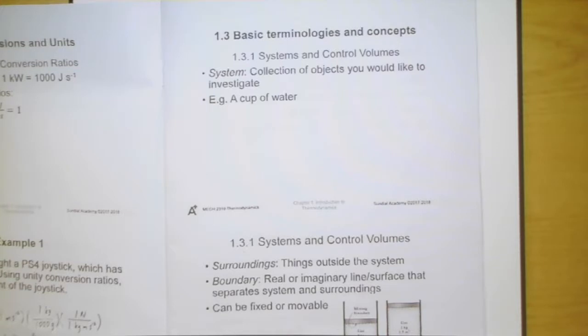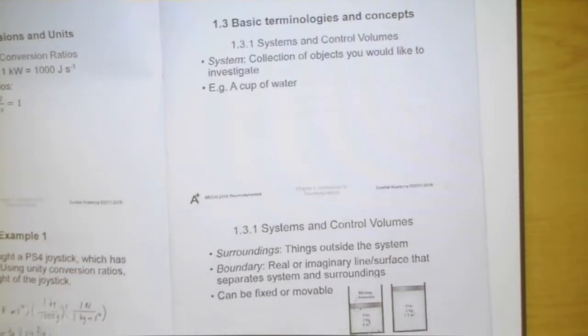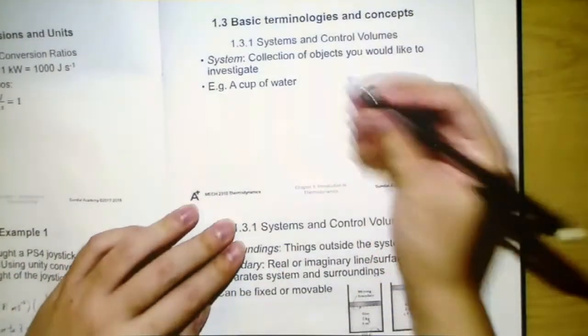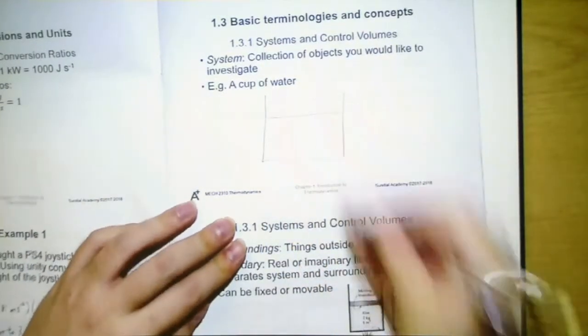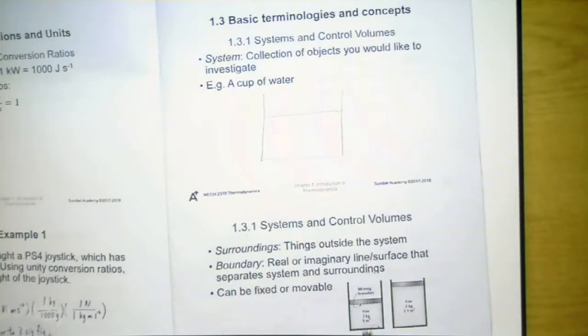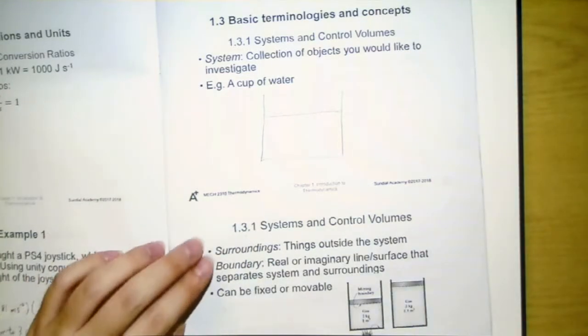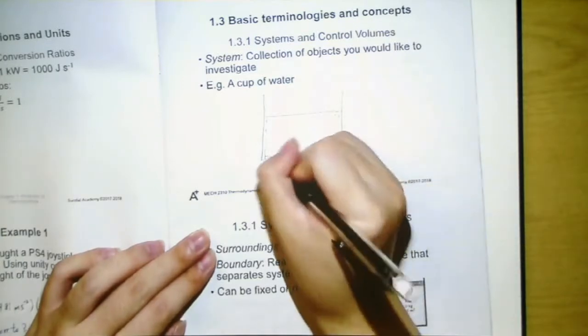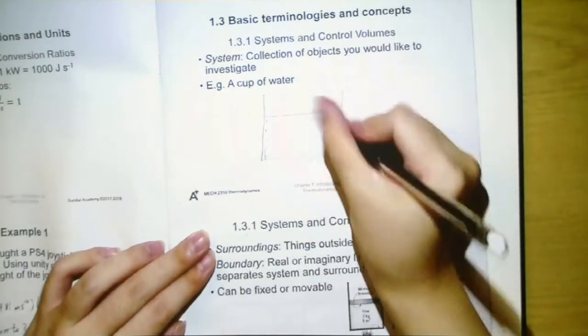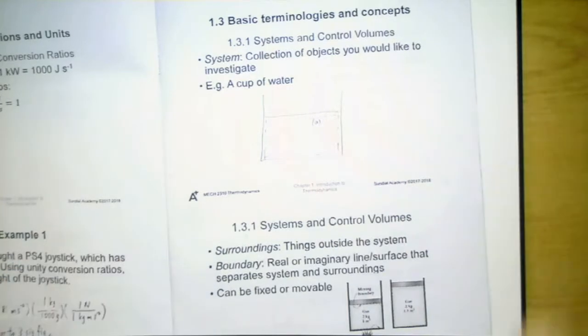Well, a system is just something you would like to investigate. This can be masses or a region in space. For example, suppose there's a cup of water here. Well, you can choose to study only the water. That is the region bounded by this dotted line. I marked it as A.